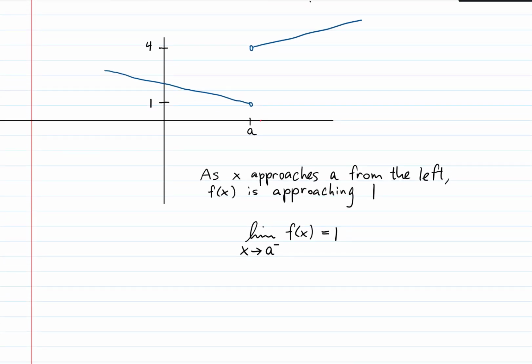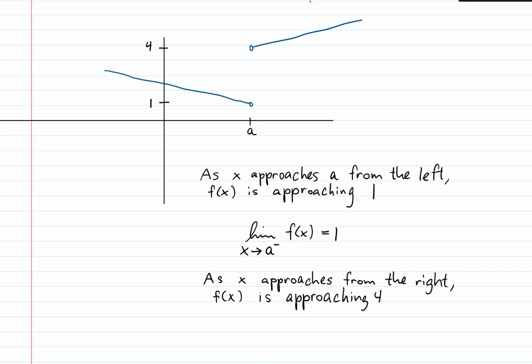Okay, and what else can I say? I can say as x approaches a from the right, f of x is approaching 4. And I would write that like this. The limit of f of x as x approaches a from the right, I put a plus sign up there, equals 4. Okay? Those are called one-sided limits.